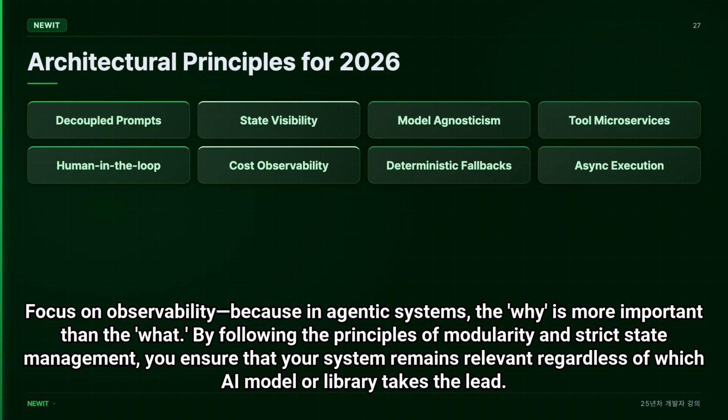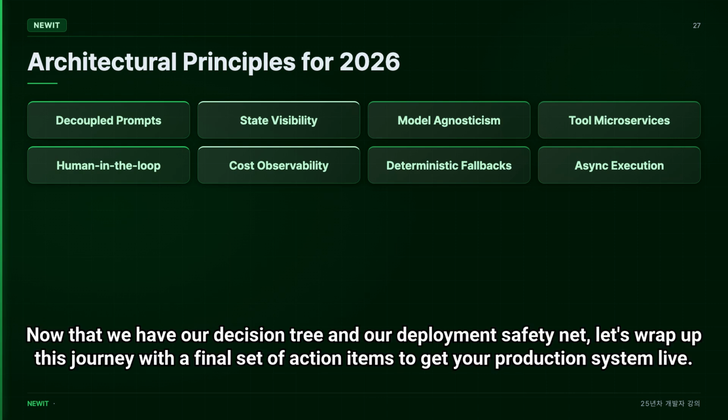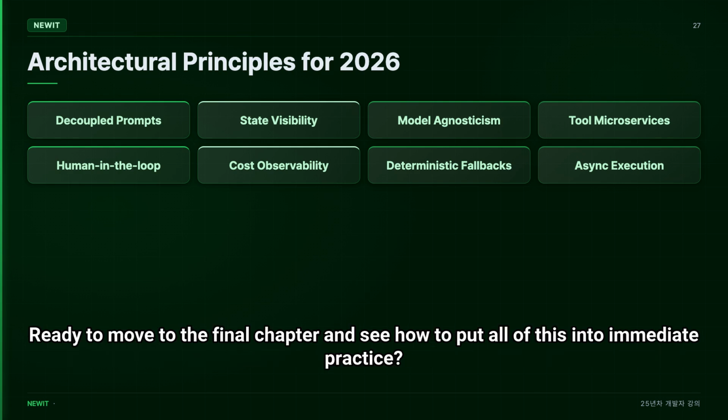By following the principles of modularity and strict state management, you ensure that your system remains relevant regardless of which AI model or library takes the lead. This is how you build for the future while delivering value today. Now that we have our decision tree and our deployment safety net, let's wrap up this journey with a final set of action items to get your production system live. Ready to move to the final chapter and see how to put all of this into immediate practice?